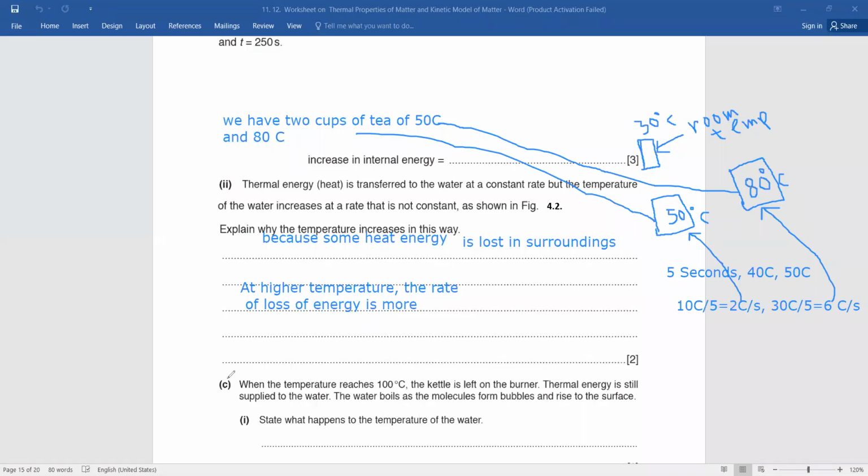Now we have the last part. If you are done with this, everyone tell me. Are you done with this? Yes, sir. Farabi, Aisha, Adnan, Rahim, Faizal, Dawad, Rabi, did you understand this discussion, that at higher temperature the rate of loss of energy is more? Yes, sir. Are you taking these notes?